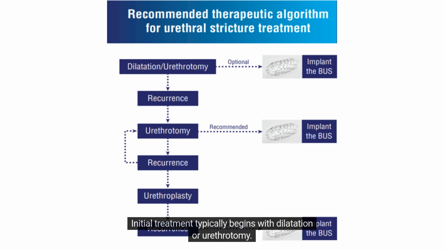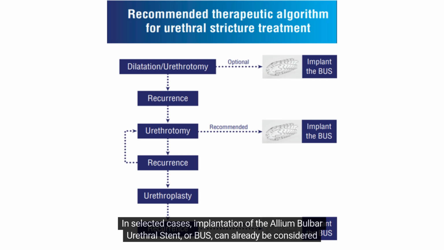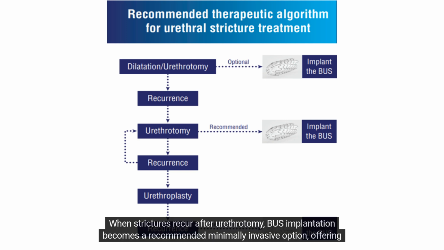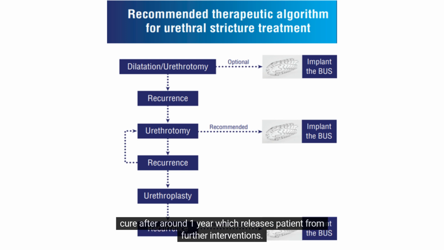Initial treatment typically begins with dilatation or urethrotomy. In selected cases, implantation of the Allium bulbar urethral stent, or BUS, can already be considered at this stage. When strictures recur after urethrotomy, BUS implantation becomes a recommended minimally invasive option, offering prolonged patency of up to 3 years and, in 80% of benign cases, according to Allium studies, even a permanent cure after around 1 year, which releases the patient from further interventions.